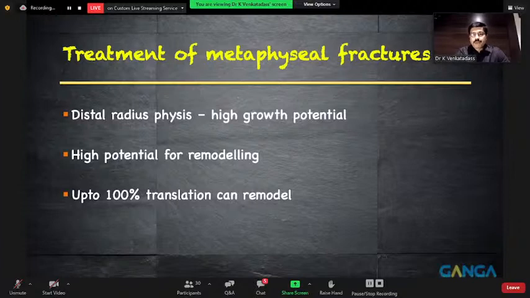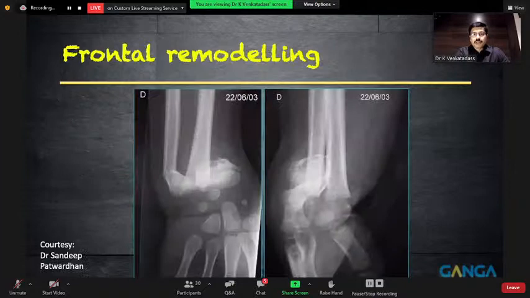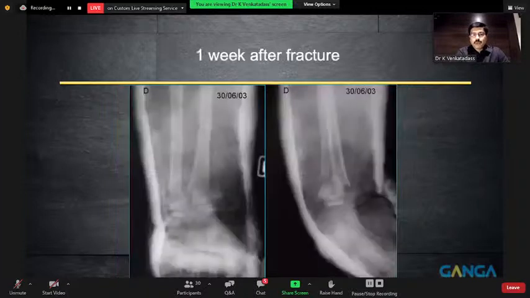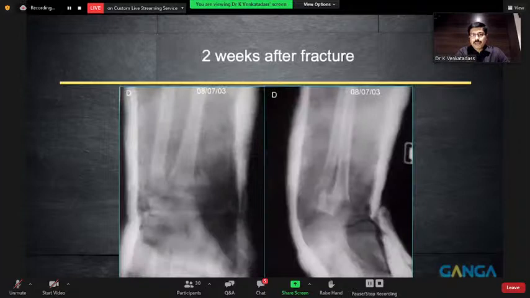Here are a couple of case examples to show the remodeling potential of the distal radius. This is a grossly displaced fracture of the distal radius and ulna in a child. And this is Dr. Sandeep Patwardhan's case. He did a closed reduction, and after repositioning and casting, it was looking like this. But at 1 week, it started displacing, and at 2 weeks, you can see the fracture is completely displaced.